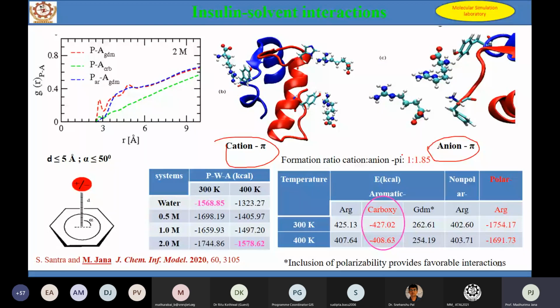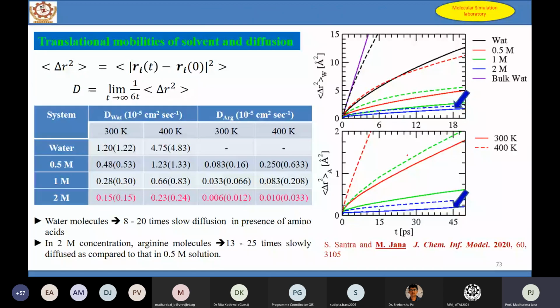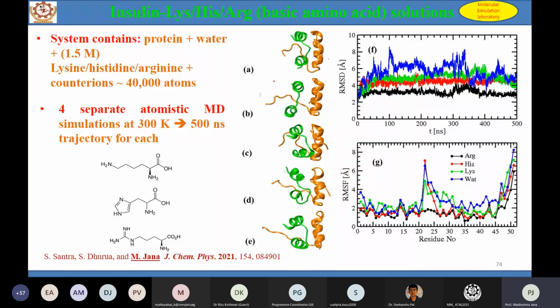Then we can calculate the transport properties, the mobilities of the solvent, and the diffusion coefficient. If you see that the translational mobility is higher for the solvents, then they diffuse more from the protein surface, and hence the interactions with the solvent molecules are going to change. That can be easily shown by calculating the translational mobilities. Then here we have shown another result where we have used 3 different amino acids. Earlier it was the same amino acid at different concentrations, and here we are using all different types of basic amino acid solution.